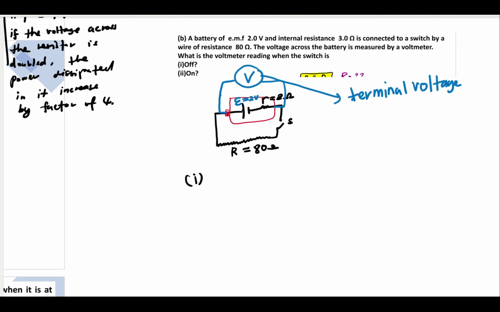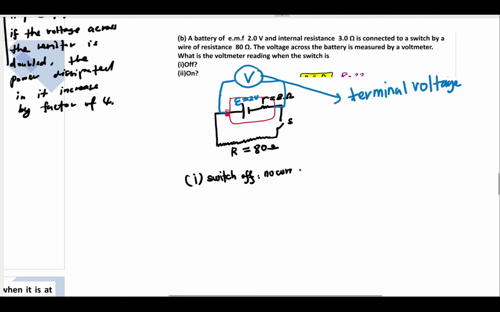Okay, so look at question B. Here we have a battery of EMF 2 volt, and the battery has an internal resistance of 3 ohm. It's connected to a switch by a wire of resistance 80 ohm.